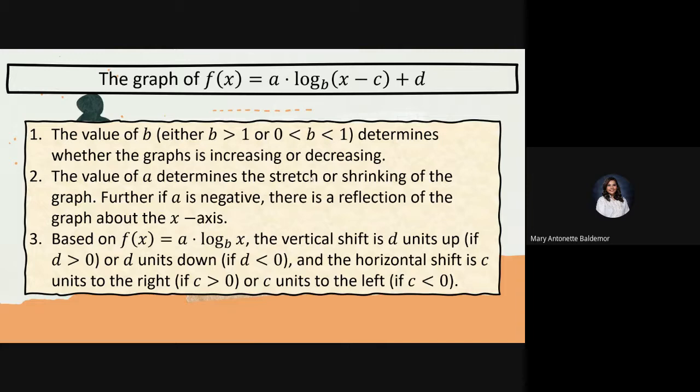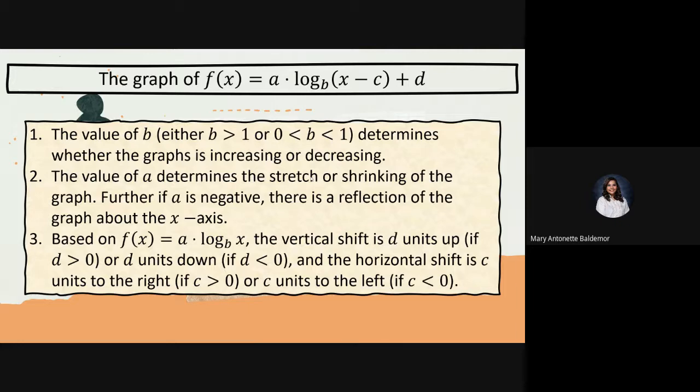So further, if A is negative, there is a reflection of the graph about the x-axis. The A here, the constant before the logarithm, will describe the stretch, whether it will be a thinner or wider graph.